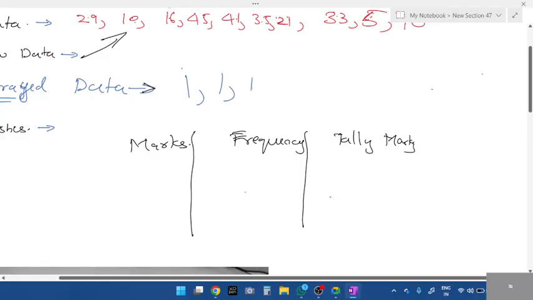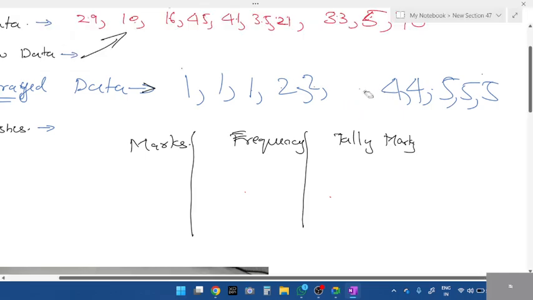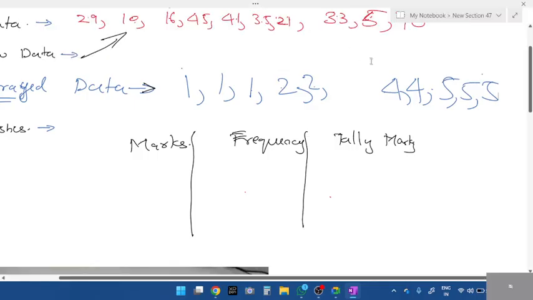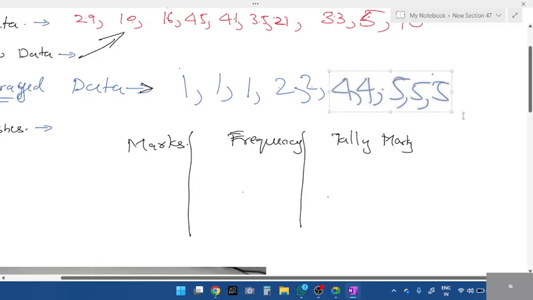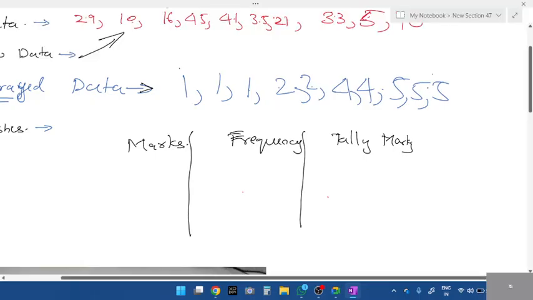One student scored 1, then 3, 2, 3, 4. Let me write it like this. Total how many marks test, students? This test was conducted for how many marks? No, not 6 marks. What's the maximum we have? 5, right? Total the test was conducted for 5 marks. If you show it like this it is not simplified. You have to create a table.